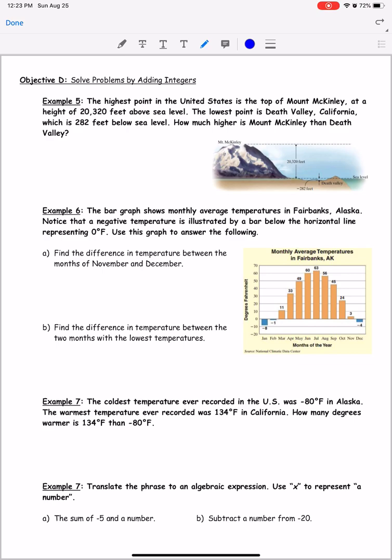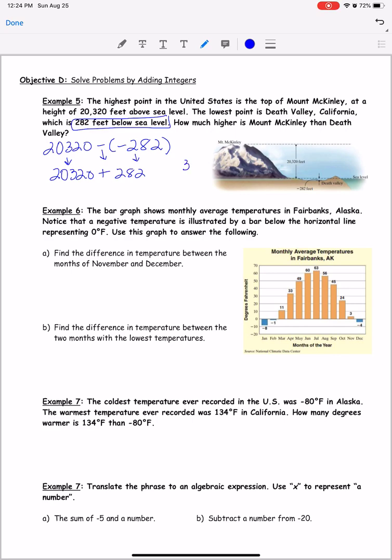So we've got 20,320 minus, when you are below the sea level, that's a negative. So minus a negative 282. So change flip. Keep your first number, 20,320. Change your subtraction to addition, and then flip this sign. So because it's negative, now it's just going to become positive. So now we just need to add these numbers together.